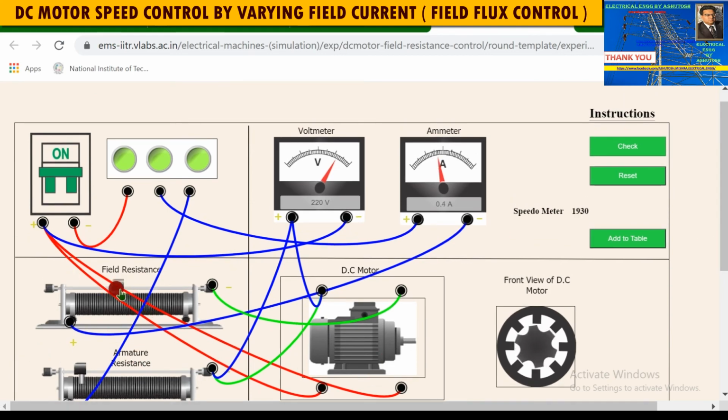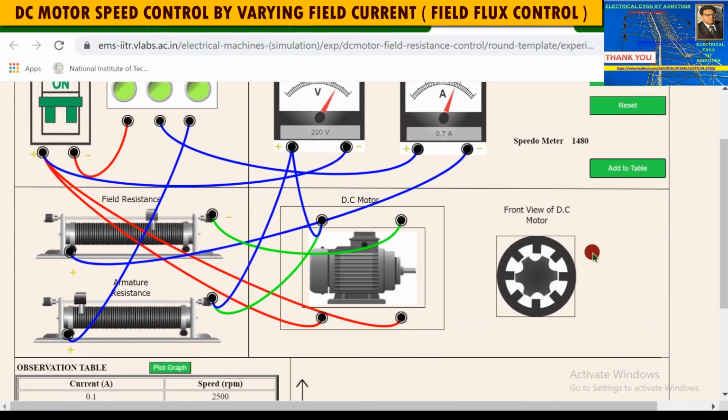Okay, we are decreasing the field resistance, and again current increased. Okay, 0.4 ampere. Then add to table. Again decrease the field resistance. Current is increasing. Add to table. Then slide this field resistance. Current is increasing. Then add to table, and again add to table.